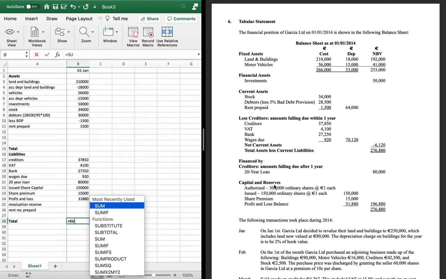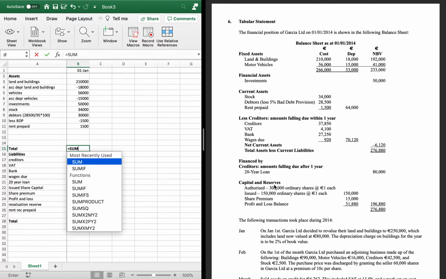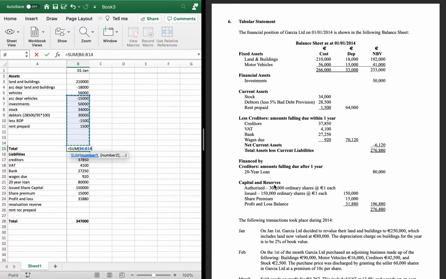Okay, so we add up our assets and liabilities, and every time from here on in, they have to be the same. They'll definitely be the same here. Or they should be anyway, unless I've left something out. Yeah, so 347,500.